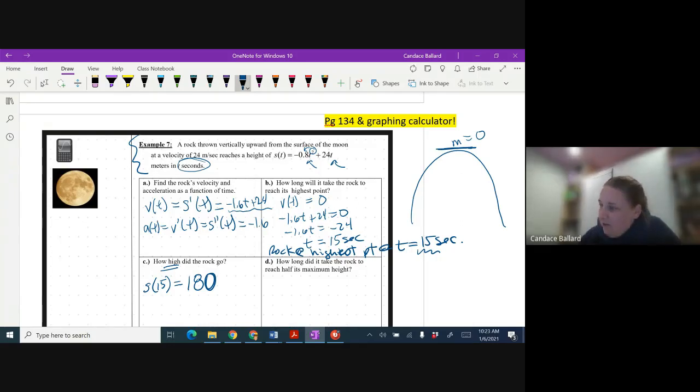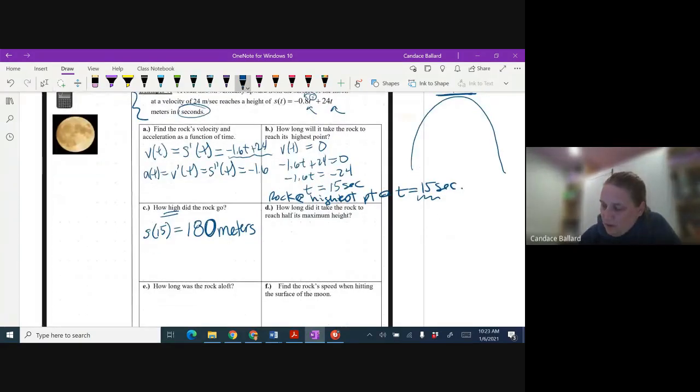So we are definitely doing meters. Okay, and M is an acceptable abbreviation, okay? If you wanted to put it in a sentence, you could say the rock went 180 meters, okay? Or the highest point of the rock was 180 meters. We could even do that. The highest point of the rock was 180 meters.